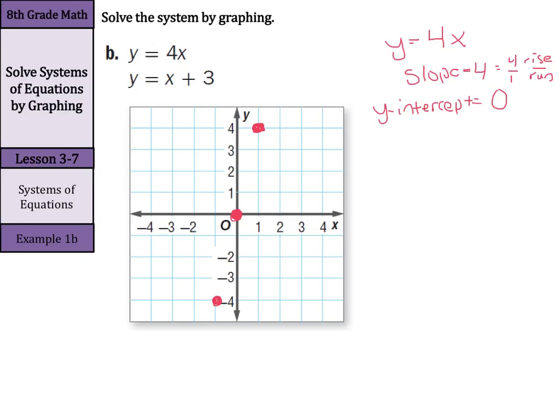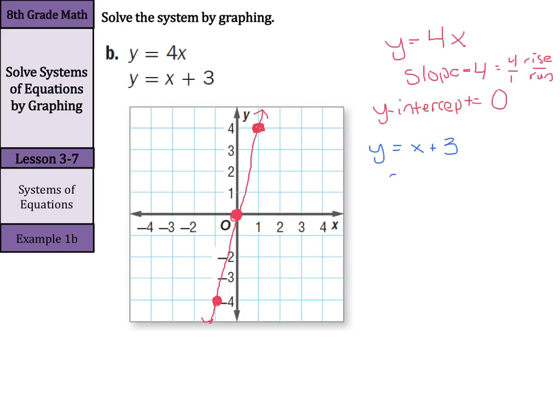And as neatly as you can, it might not be easy, but sketch this graph in here as linear as you possibly can. And I know mine's a little squiggly, but try to draw it as straight as you can. Now our other equation is y equals x plus 3.